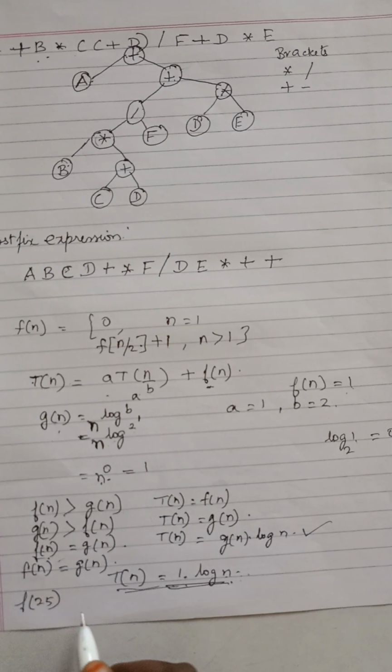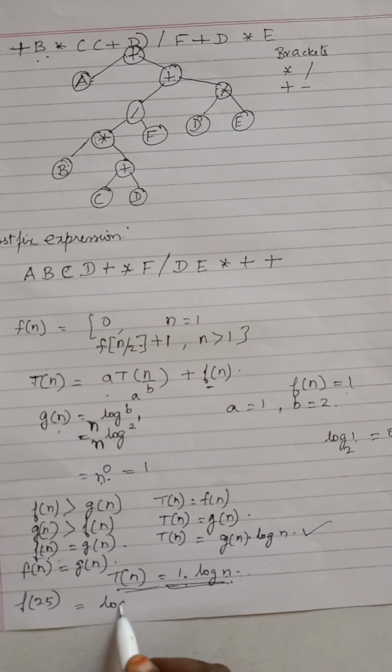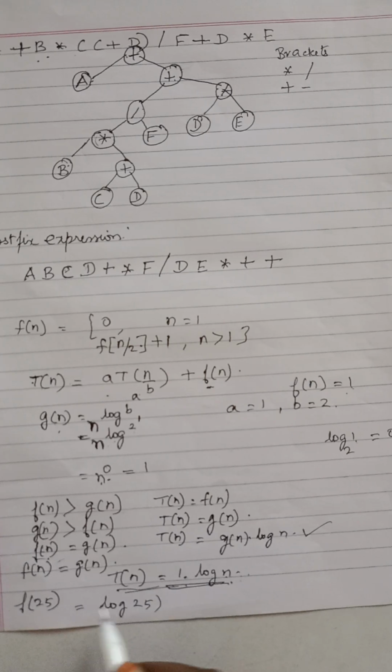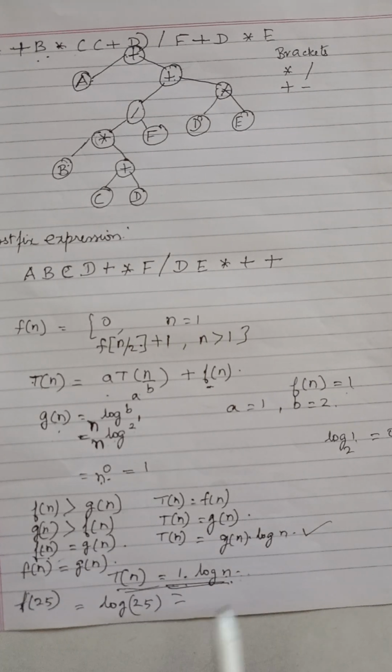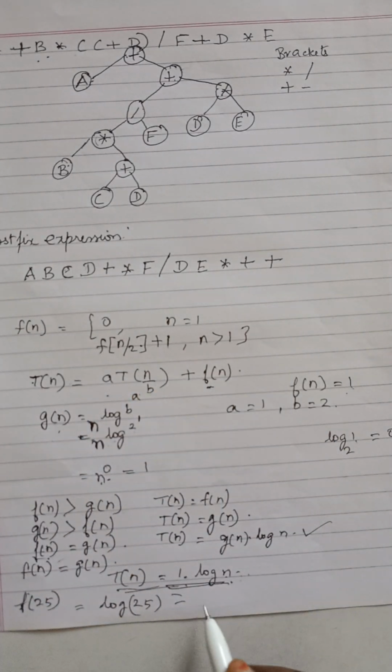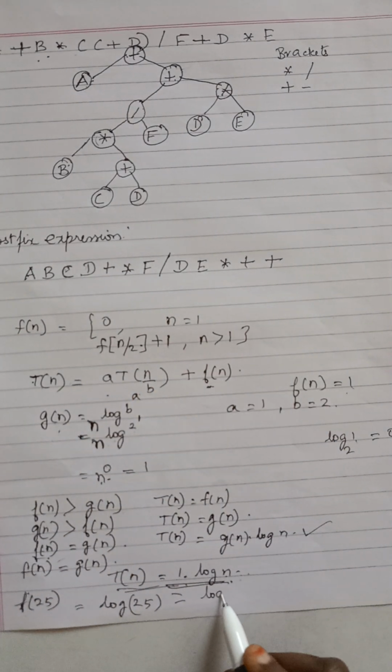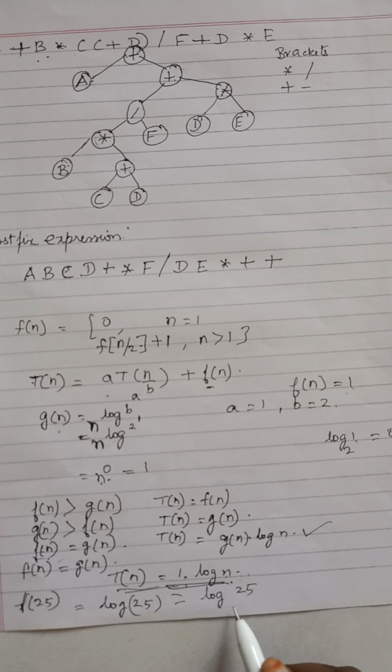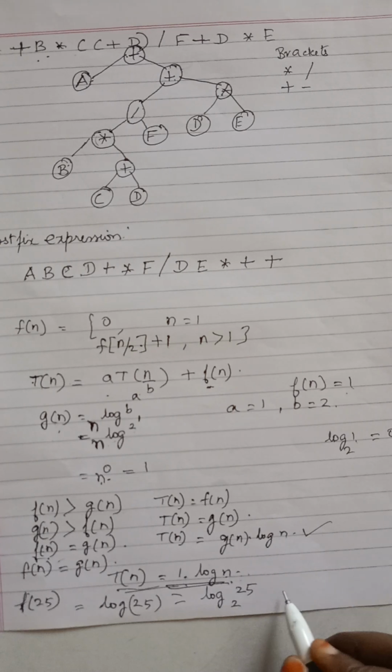Now what is f of 25? What is f of 25 means what is log of 25. So n is 25, right? We are asked what is f of 25. In this case we have b is 2 and a is 1. So here we have to write log 25 to base 2. What is log 25 to base 2?